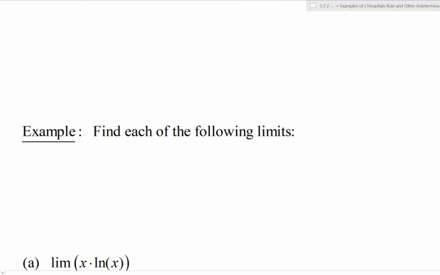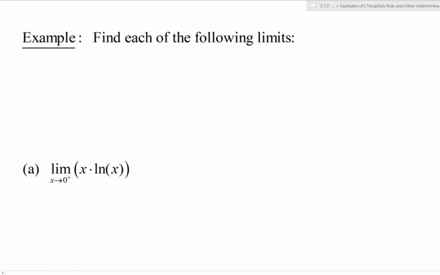Let's find a couple more limits here. In the first one, here was a limit as x goes to 0 from the right of the product x times the natural log of x. So notice, in this case, as x goes to 0 from the right, that goes to 0. And as x goes to 0 from the right, the natural log of x goes to negative infinity. And hence, this is an example of an indeterminate product here.